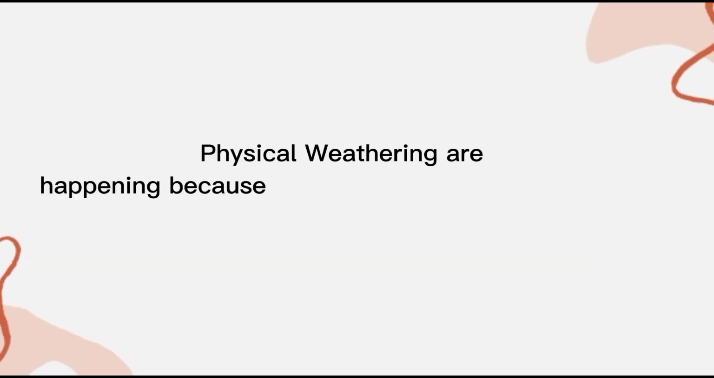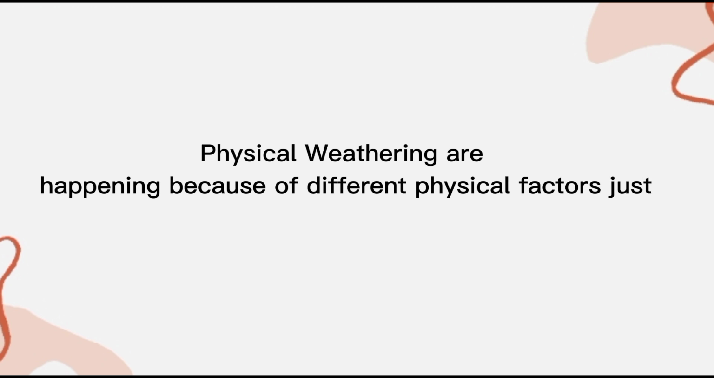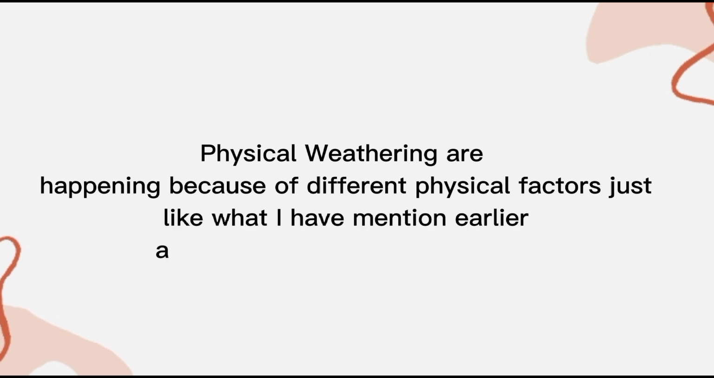It happens because of different mechanical factors such as pressure, temperature, frost wedging, abrasion, organic activity, human activity, and burrowing animals that can cause rocks to break down into tiny pieces. A specific type of mechanical weathering occurs in specific places. Physical weathering happens because of different physical factors, just like what I have mentioned earlier.